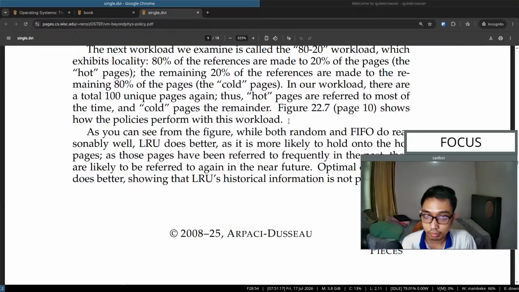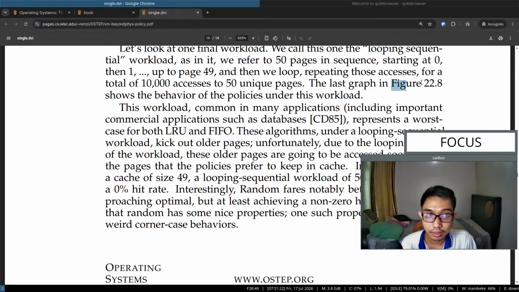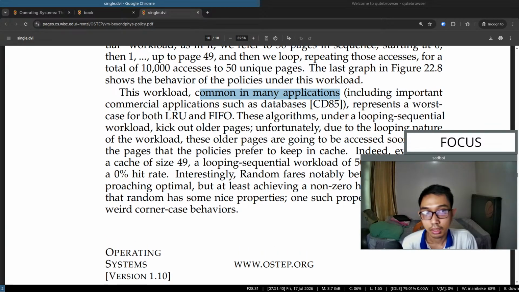So yeah, I'm kind of curious what the case size is. Maybe we will find that out when looking at figure 22.8. Okay, this workload is common in many applications, including important commercial applications such as databases.